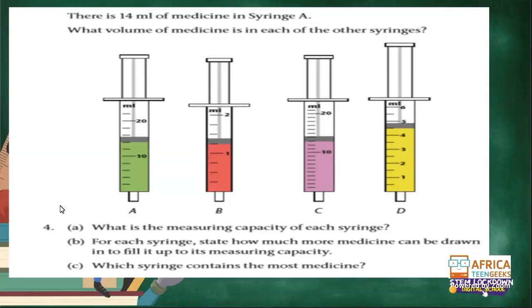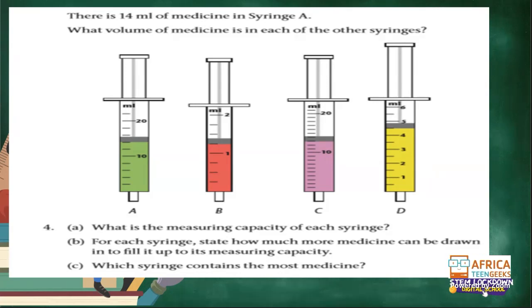So what is the measuring capacity of each syringe? For A, it is 20. Yes, Shakira. Measuring capacity for A is 20. Yes, Mthodi. And for B, it is 2 milliliters. That's right. And for C, it is 20 milliliters. Yes, right. And for D, it is 6 milliliters. That's correct.